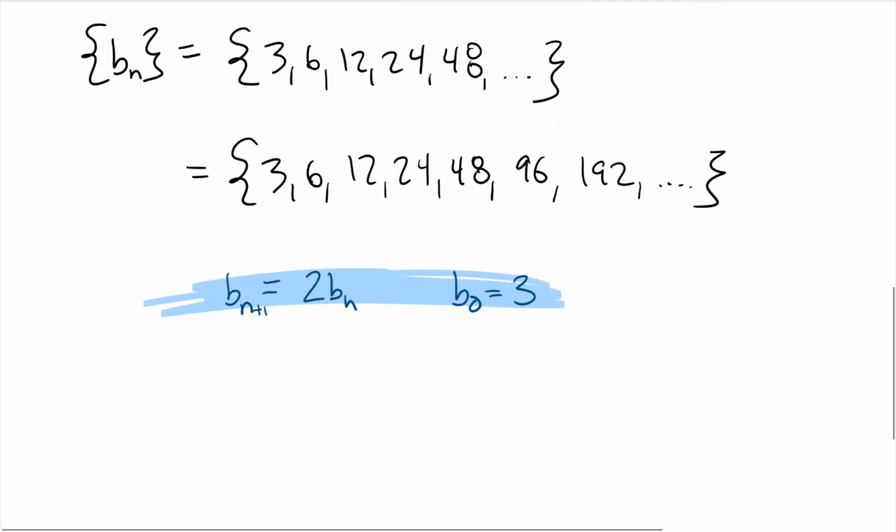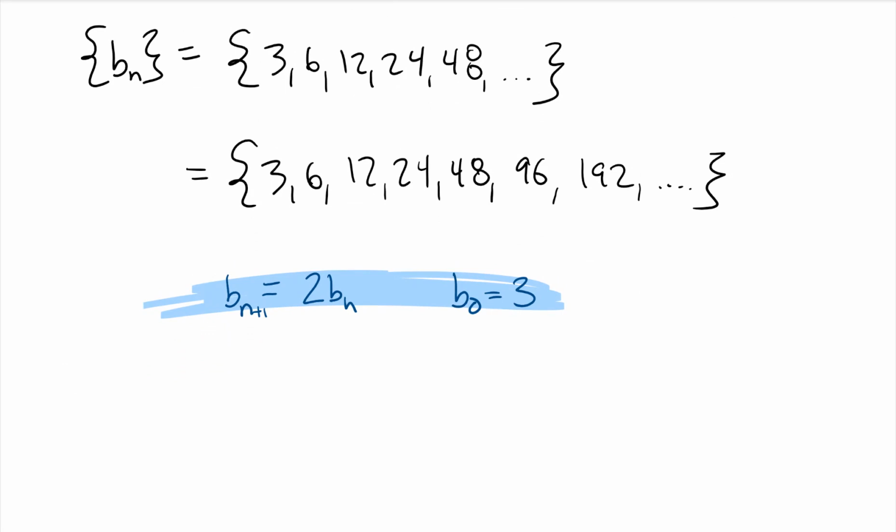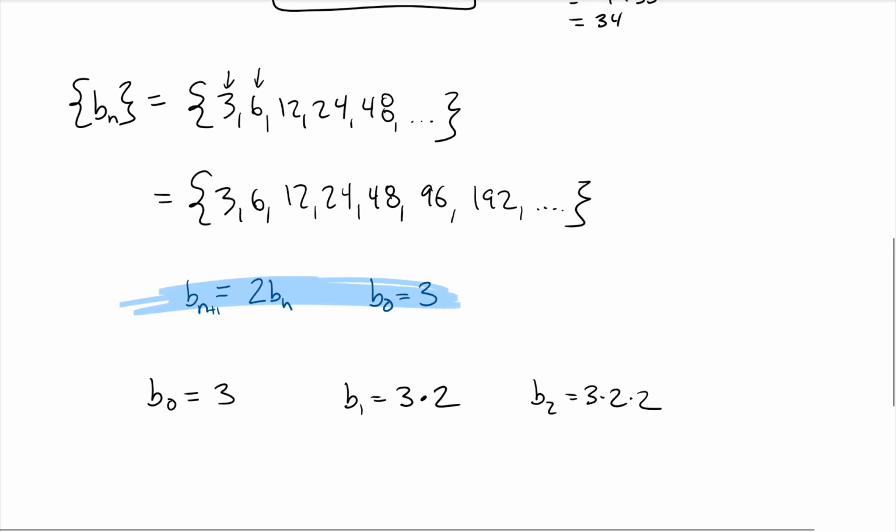Now the tough part, to get an explicit formula. So I'm just going to write this down. B naught, our first term, is 3. Cool. Our second term is 3 times 2, or our first term, depending on your index. Our next term is 3 times 2 times 2. Then 3 times 2 times 2 times 2.